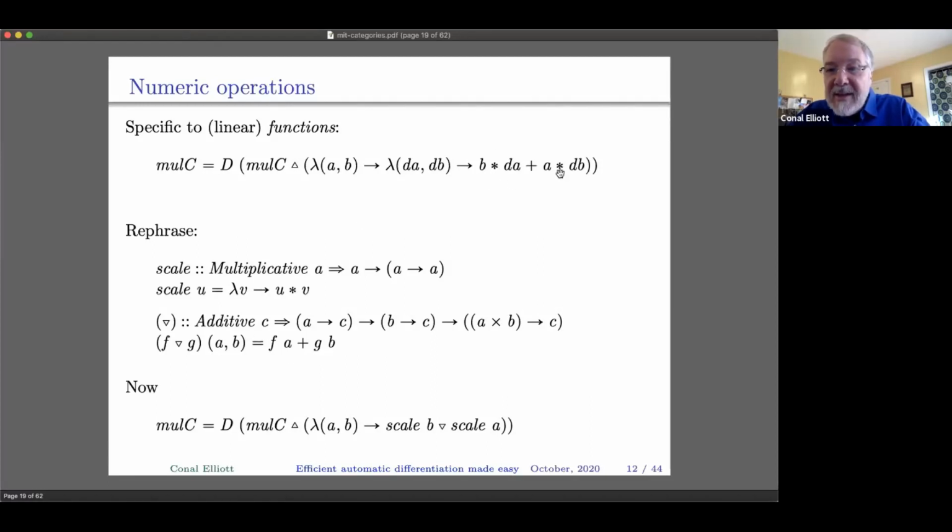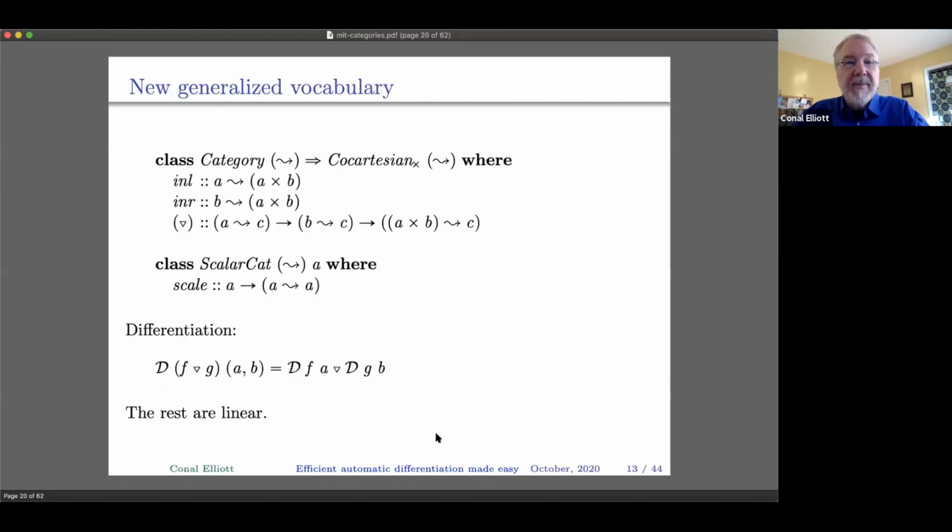So I looked at this operation and I'm puzzling, how can I re-express this in algebraic terms rather than in terms of lambda calculus? I want to do that so that I can generalize how those operations are defined for other representations, not functions. And if we introduce these two pieces of vocabulary, scale and join, then we could rewrite multiplication in terms of scale and join. Now, here are the new pieces of vocabulary, and it's exactly the language of Cocartesian categories.